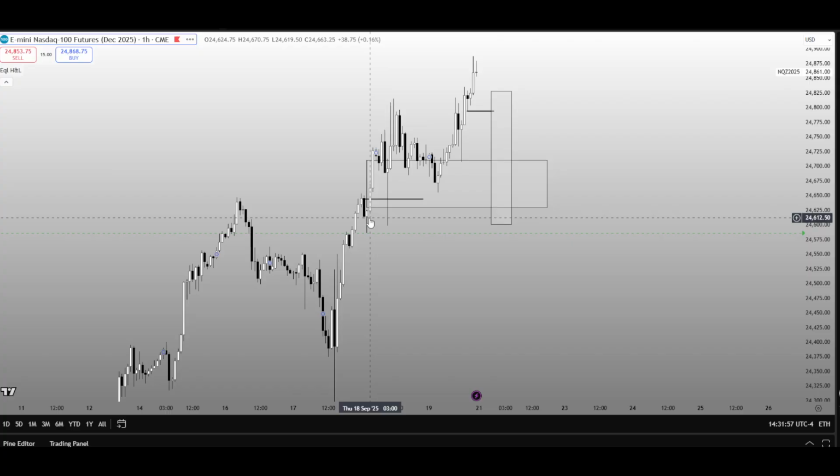So yeah, I think if you break this, I'd be bearish to at least this low. And then if we break this, I'd be bearish to like here.